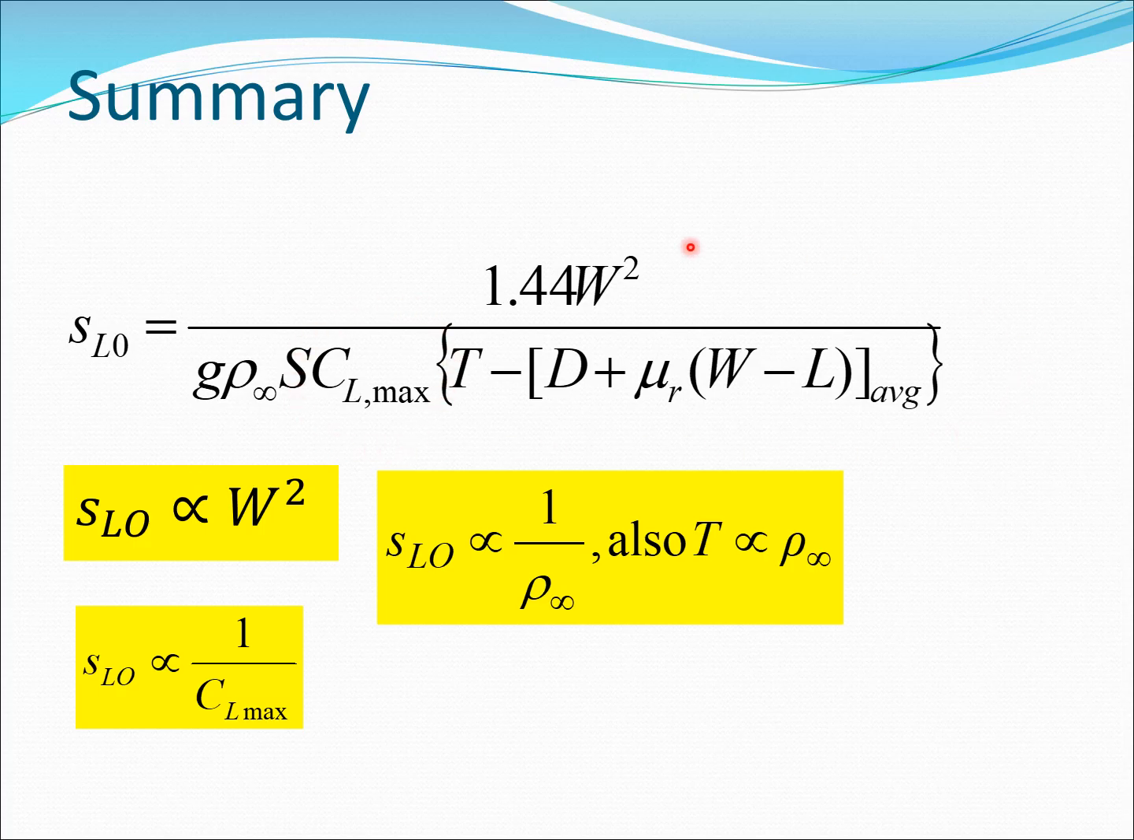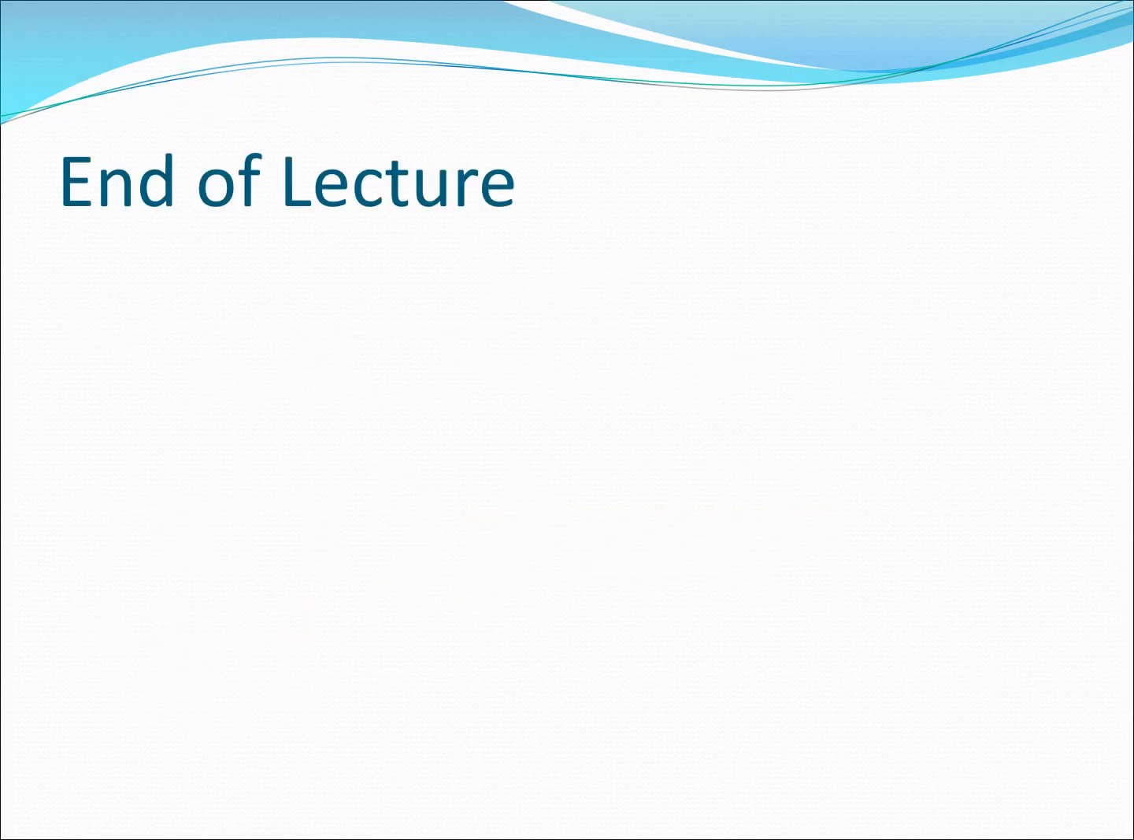Besides that, all these other factors are also there, for example the thrust, the drag, and also you want to keep mu r as small as possible. So the runways are designed such that the rolling friction is as low as possible. You don't want this mu r value to be high. So that was the lecture about the takeoff performance.